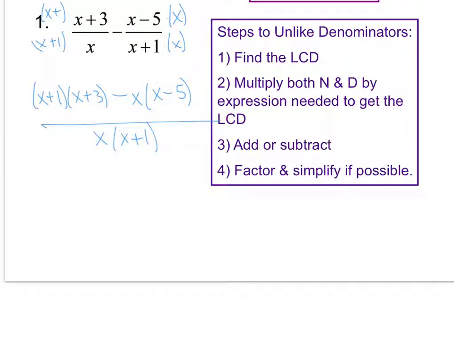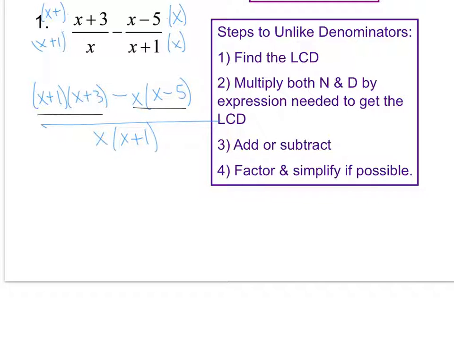And we already completed step 2, which was multiplying both the numerator and denominator by the expression needed to get the LCD, which we did, and we rewrote right underneath. And now we need to add or subtract. But before we can add and subtract, let's multiply this x plus 1 and x plus 3 and x minus 5.